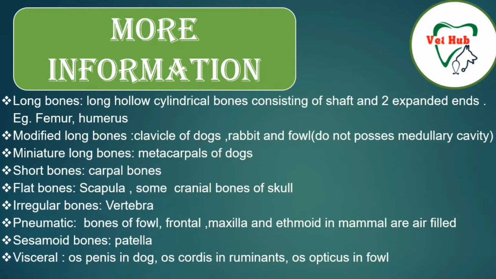Similarly, flat bones include scapula and some cranial bones of the skull. Irregular bones include vertebra. Pneumatic bones are the bones of fowl which contain air-filled cavities, in frontal, maxilla, and ethmoid bone in mammals. Likewise, sesamoid bones include patella. Visceral bone includes os penis in dog, os cordis in ruminants, and os opticus in fowl.